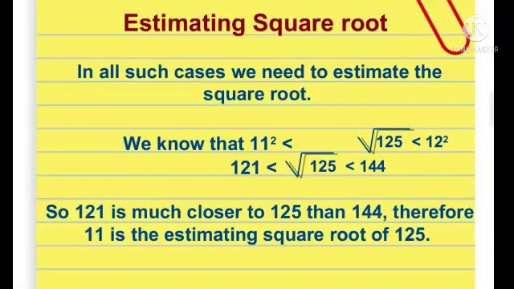Estimating square root. In all such cases, we need to estimate the square root. We know that 11 square is less than the square root of 125 less than 12 square. So 121 is less than 125 less than 144. So 121 is much closer to 125 than 144. Therefore, this is the estimated square root of 125.